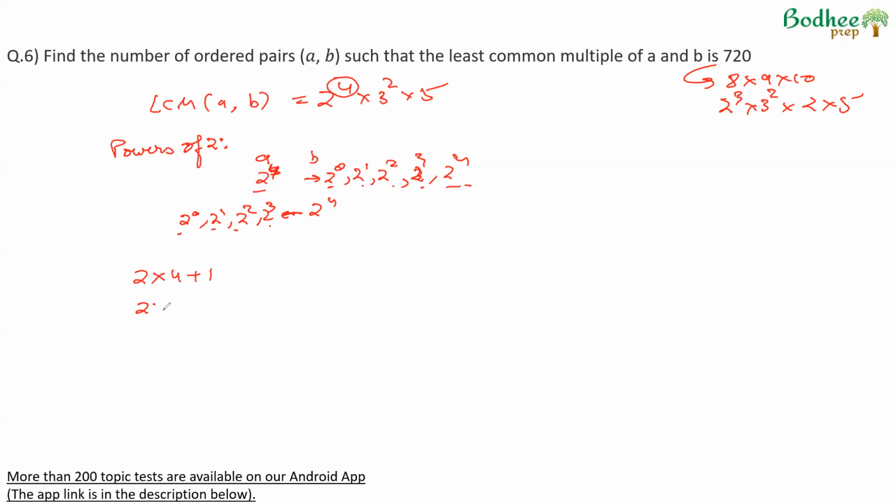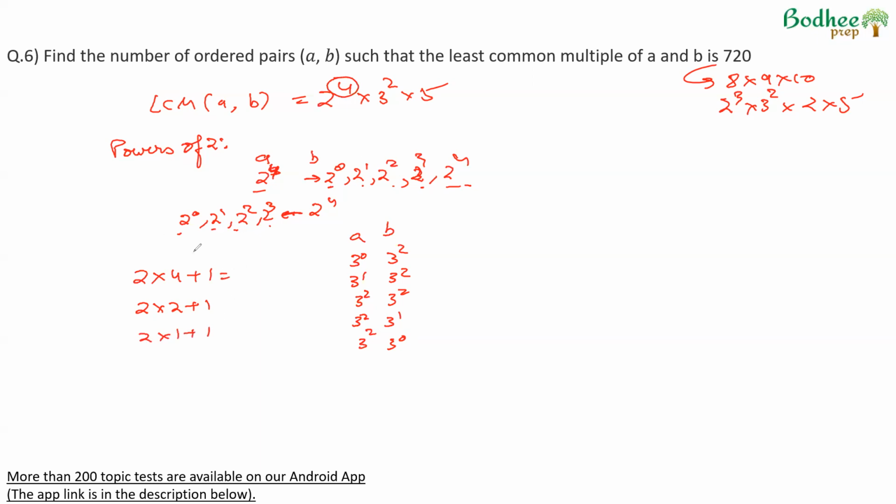Similarly, for 3, it will be 2 into 2 plus 1. 3 raised to power 0, 3 raised to power 1, 3 raised to power 2 can be clubbed with 3 raised to power 2. This is A, this is B. Or we can have 3 raised to power 2 here, 3 raised to power 1, 3 raised to power 2, 3 raised to power 0. So 1, 2, 3, 4, 5, which is 2 into 2 plus 1. And for 5, because the power is 1, we will have 2 into 1 plus 1.